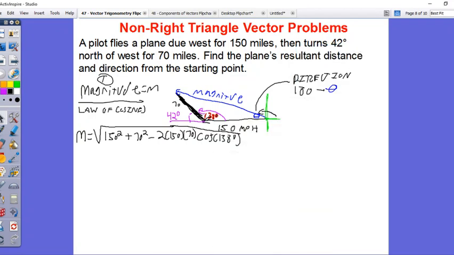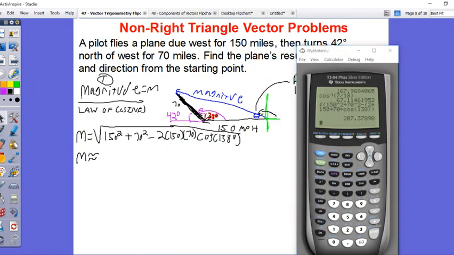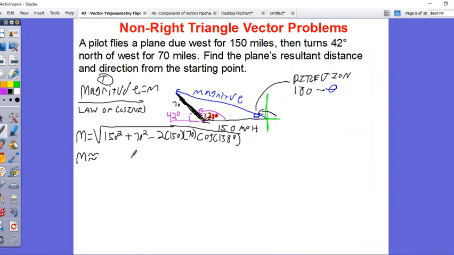So I can get our magnitude of 207.38. So our magnitude m is approximately equal to 207.38 miles, which is approximately equal to our resultant distance.